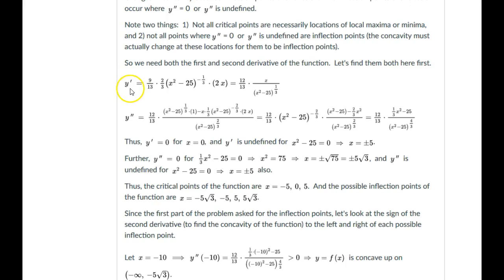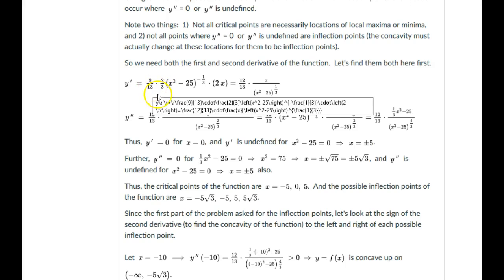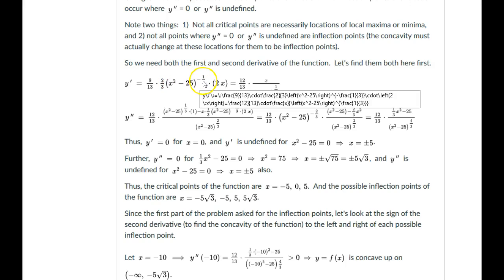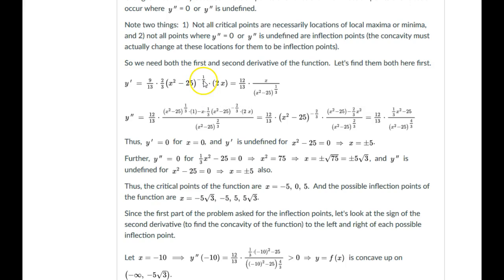For the first derivative, I have to use the chain rule, right? I'm leaving the constant 9/13 out in front. Remember, it was 9/13 times x squared minus 25 to the 2/3 power. So we use the chain rule, bring the 2/3 power down, leave the inside x squared minus 25 alone. The power then becomes minus 1/3, because 2/3 minus 1 is minus 1/3. Then I multiply by the derivative of the inside. The derivative of x squared minus 25 is 2x.